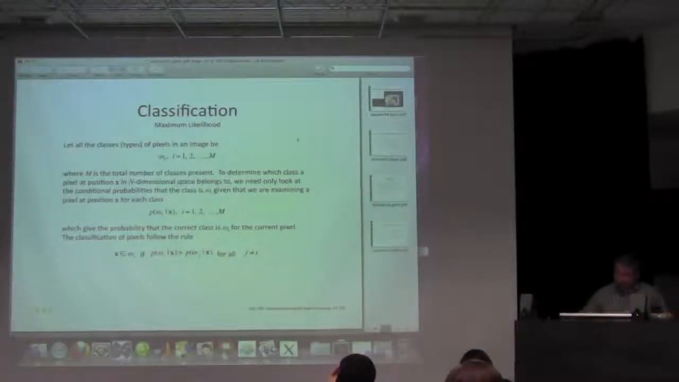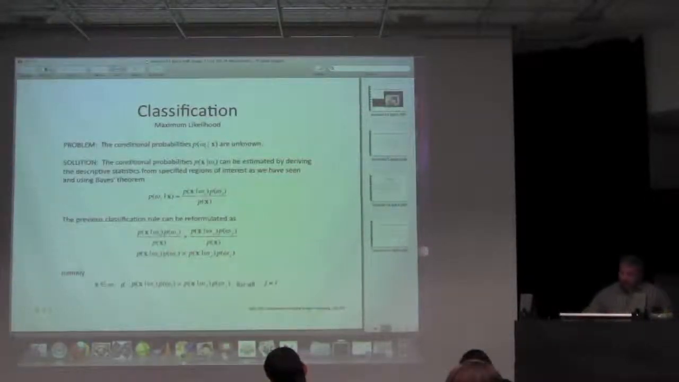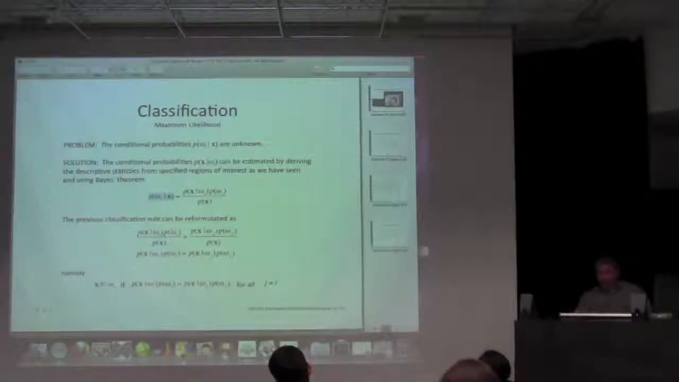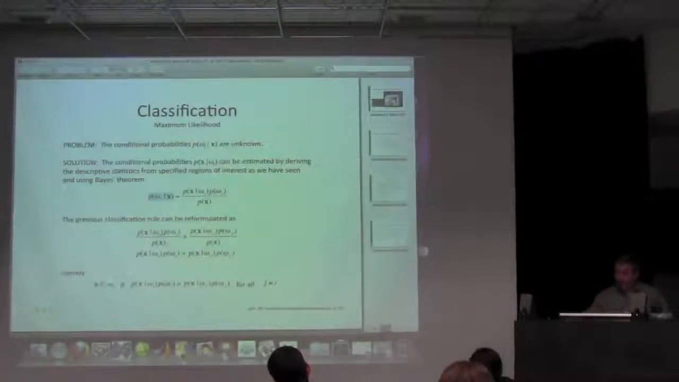Okay, so we have Bayes' theorem. That's going to give us the conditional probability that we need. So let's rewrite that rule that we just had on the previous page for a sec. Here's the probability of omega i given x. Here's the probability of omega j given x. If you look at that inequality, you notice the denominators are the same, right? So they can go away because they won't change the direction of the inequality.